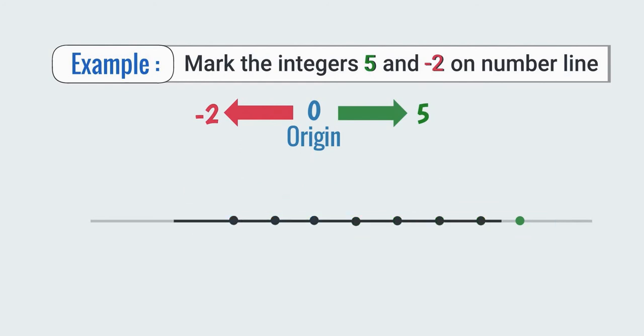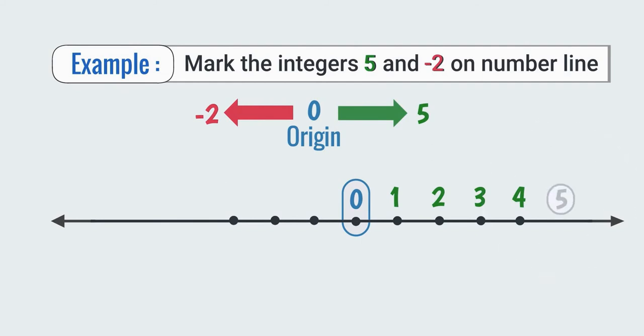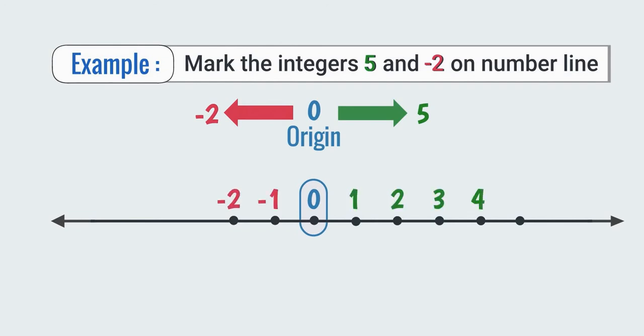Let's draw 8 points at equal distances. Next, we will select the origin. You should take care while selecting the origin. If we select this point as origin, then we will have less points towards right, and so we could not mark point 5. But if we choose this point as origin, then there will be sufficient points towards left and right to mark given points. Also, it is better to draw more than required number of points.